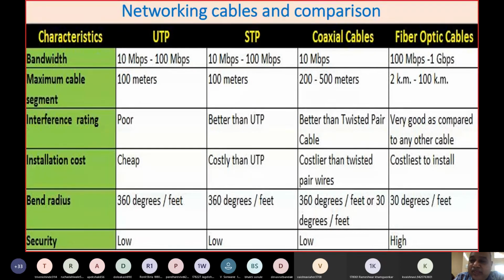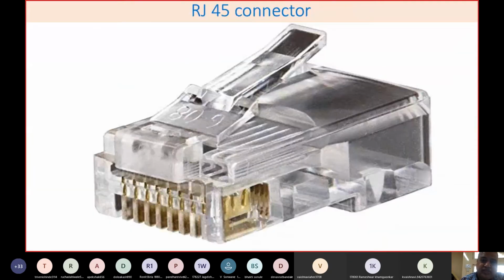Security: of course, fiber has very high security. Nobody can tap your signals, and you cannot easily decode the signal that is going through the optical fibers. But in other cables, some may tap your signals and get what is required, and it can be decoded.